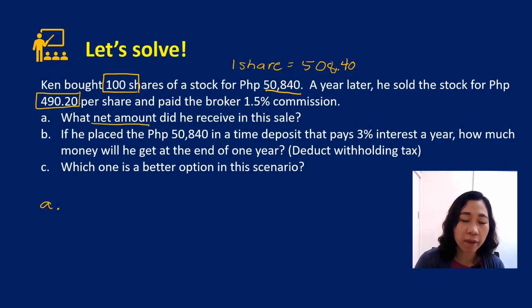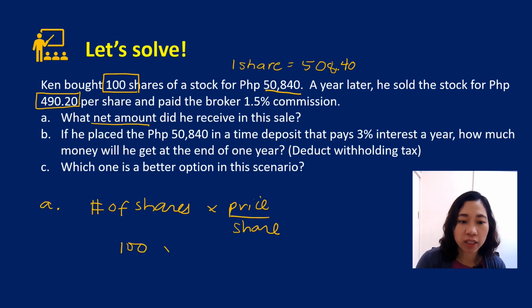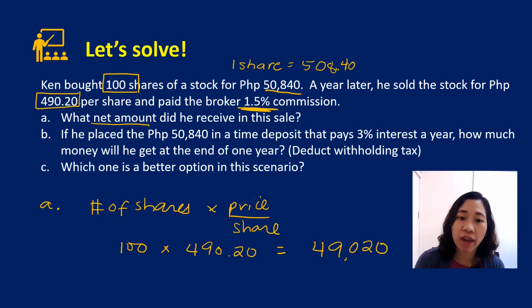So for letter A, of course, what will we do? The number of shares times the price per share, right? Let's compute that first. Price per share. So 100 shares times 490.20. So times 100, that's 49,020 pesos. But he still has to pay the broker 1.5% commission. So what does that mean?